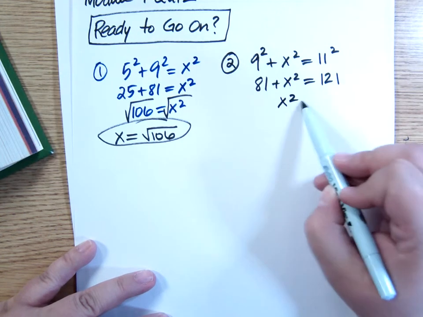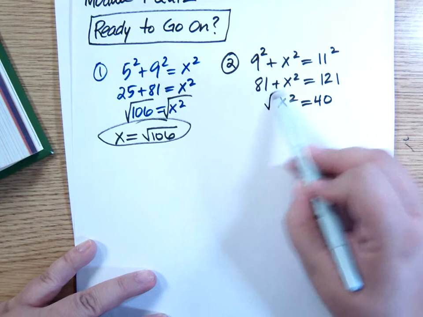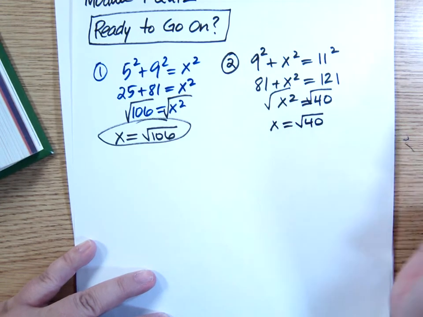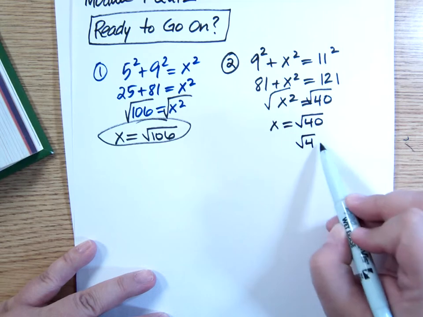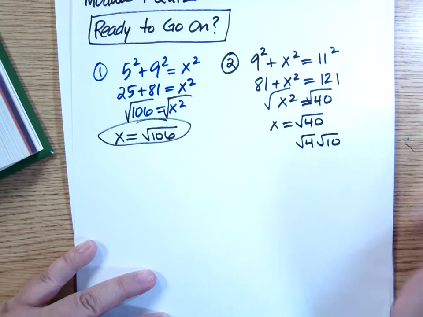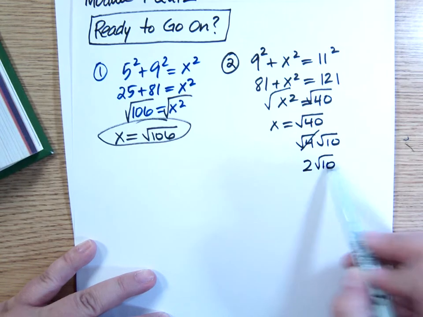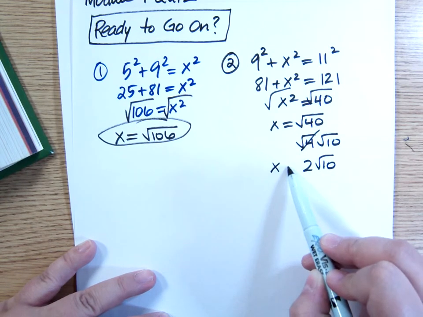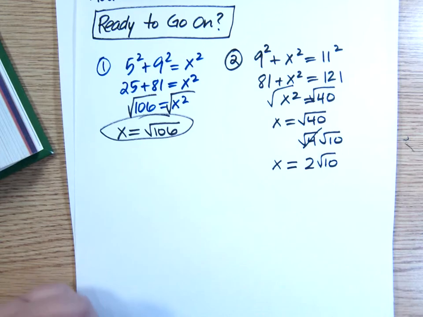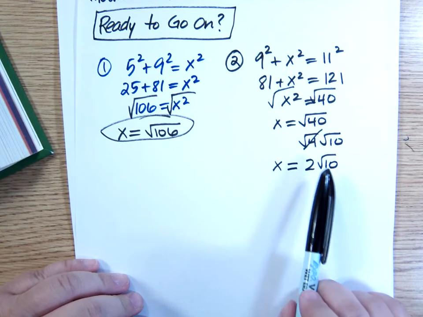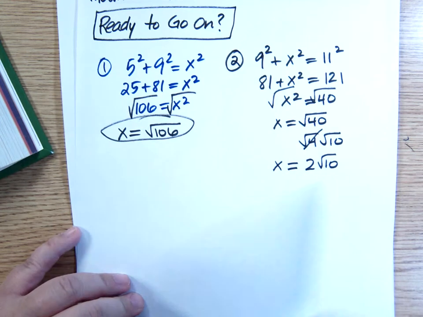So x squared is 40. So x is the square root of 40. Biggest perfect square that goes into that is 4. 40 is 4 times 10. Square root of 4 is 2. So 2 root 10 is what I get for my answer. This is definitely not a Pythagorean triple because that's not a whole number answer. Okay? If you have a radical or a decimal, it's not a whole number.